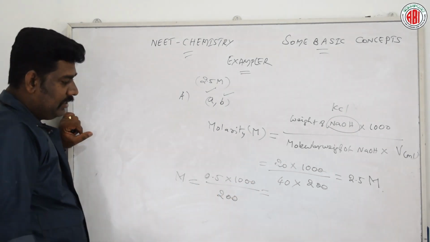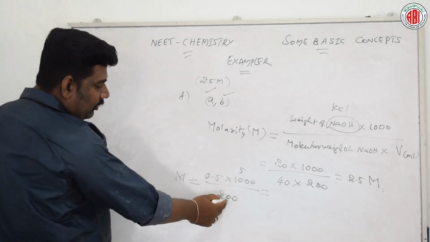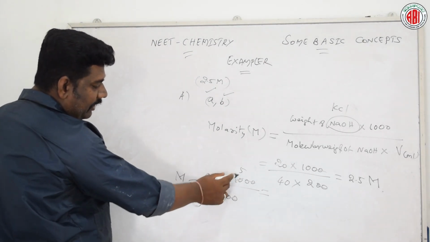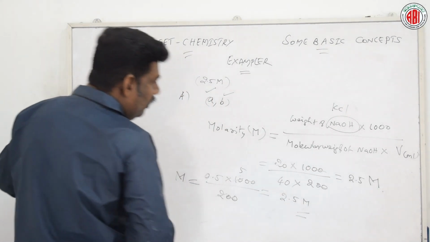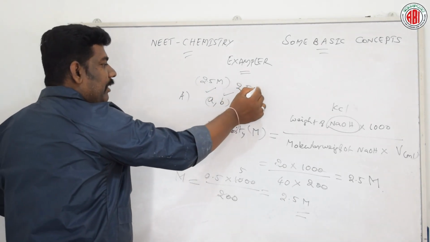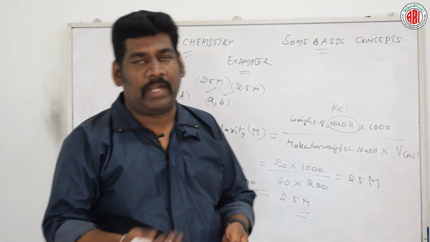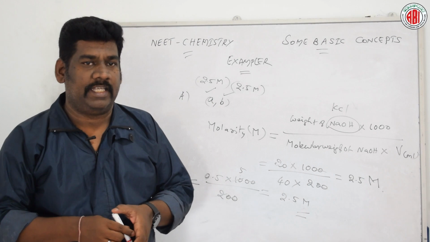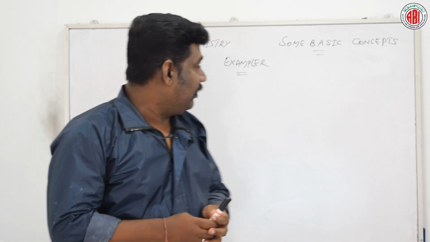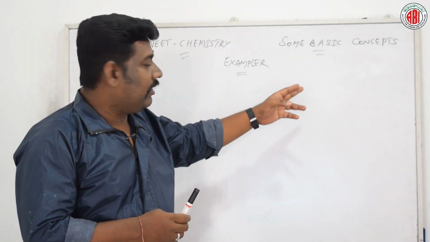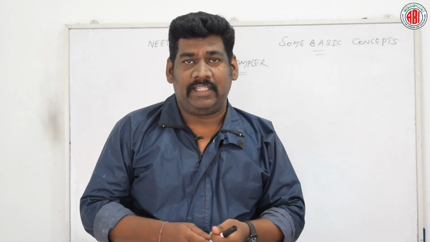So simplifying this, 2 zeros cancel and 10 by 2 is 5. So 5 into 0.5, we will get the answer 2.5 M molarity. So option B also we are getting 2.5 M. So these two options have the same molarity, I mean concentration of the solution. So by this way we can solve this problem. Yes children, so far we have discussed this NEET chemistry some basic concepts chapter, exemplar problems. This will be continued with one more video. Until then, thank you guys.